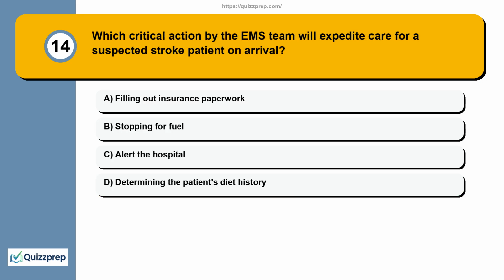Question 14. Which critical action by the EMS team will expedite care for a suspected stroke patient on arrival? Filling out insurance paperwork, stopping for fuel, alert the hospital, determining the patient's diet history.